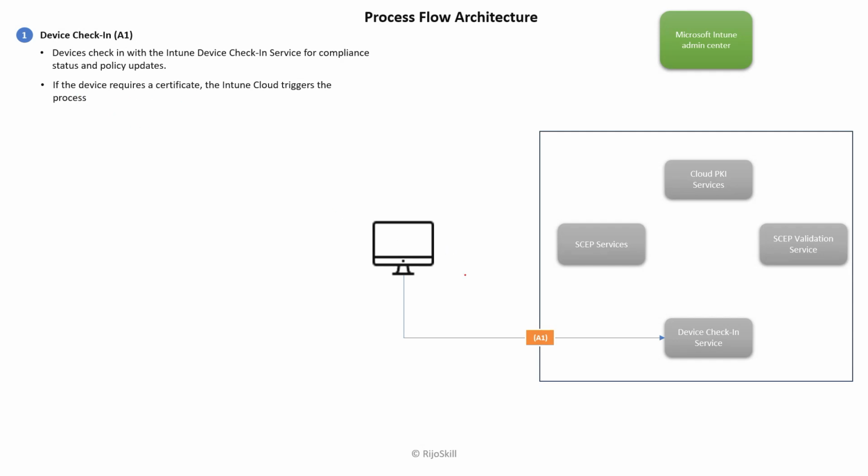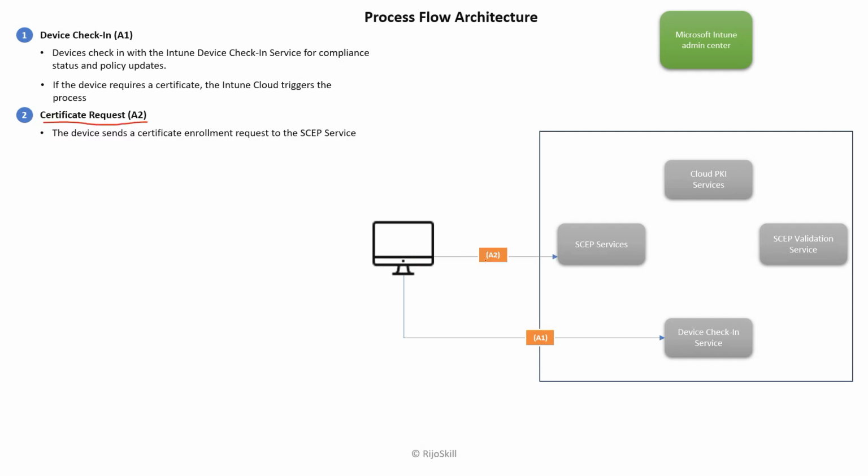If the device requires a certificate, for example if you need to connect with the VPN, or with your Wi-Fi systems, or if you need cloud-based authentication for Microsoft Entra, then during the check process the device will check whether you have the certificate. If there is no certificate and the device requires one, Intune cloud triggers the certification process. Next, you can see the certificate request here.